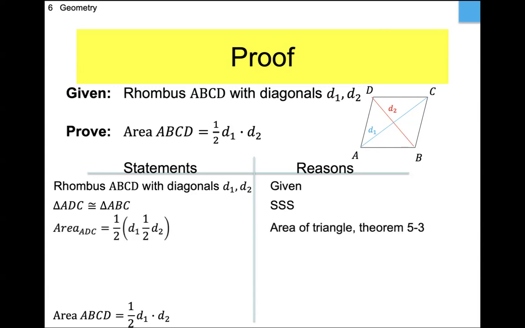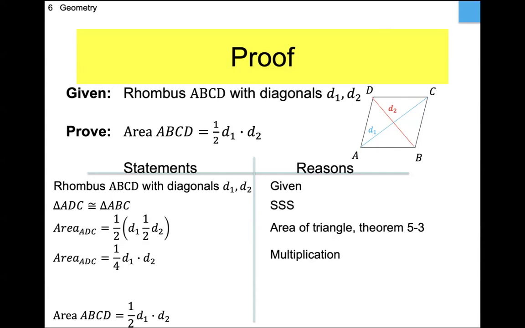Well, I got 2 halves there. So if I move that half to the inside, I get a quarter. Half times a half is a quarter. Okay, where am I going to go from there? Well, that was the area of ADC. Now, we just said that those two triangles are congruent, ADC and ABC.